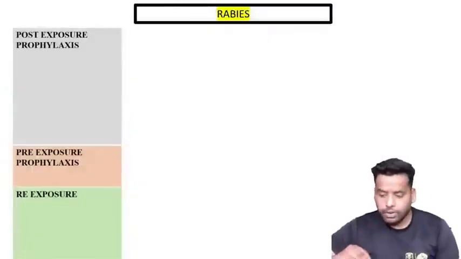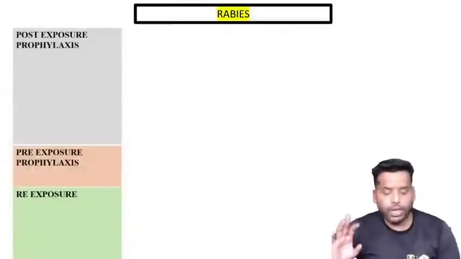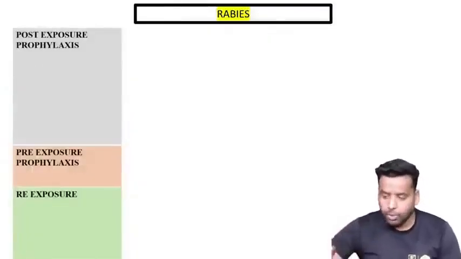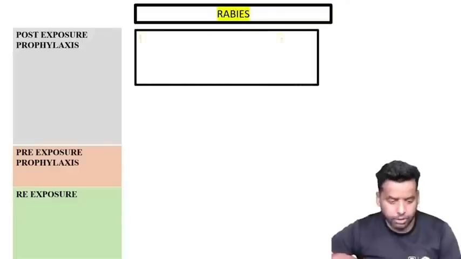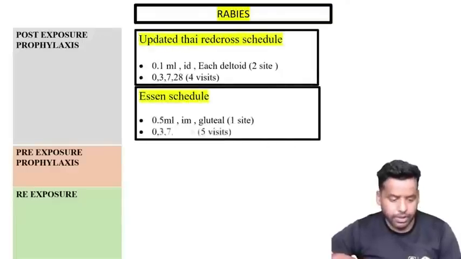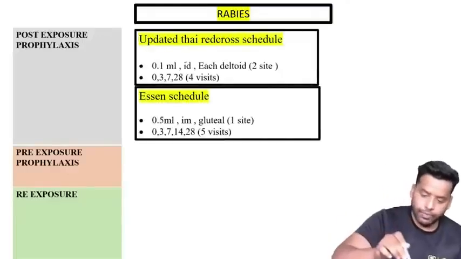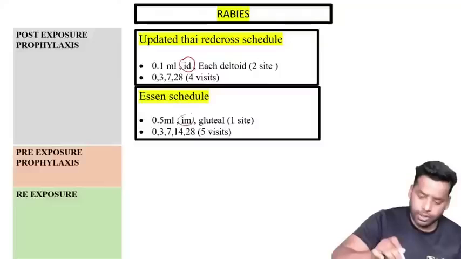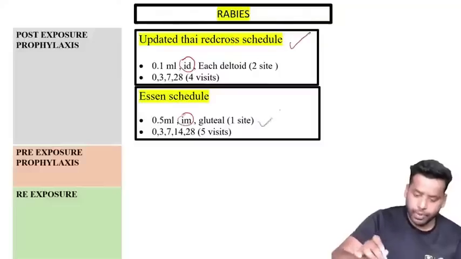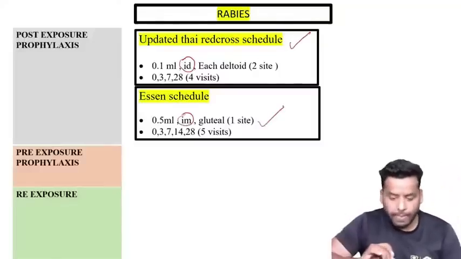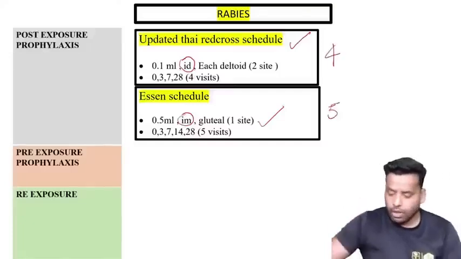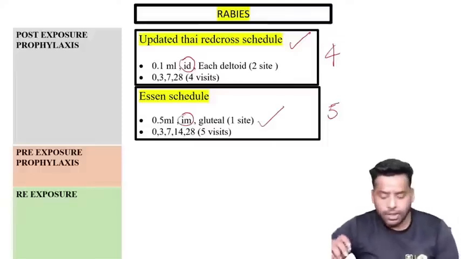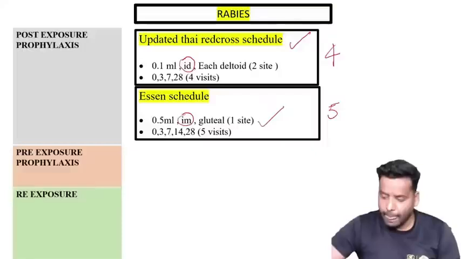Rabies. One short session will be covering the vaccine part. Very important. Post-exposure prophylaxis. There are 2 schedules. One is intradermal schedule and the other is intramuscular schedule. See the names. Number of visits will be different. Here 4 visits, here 5 visits. How many visits in SN schedule?